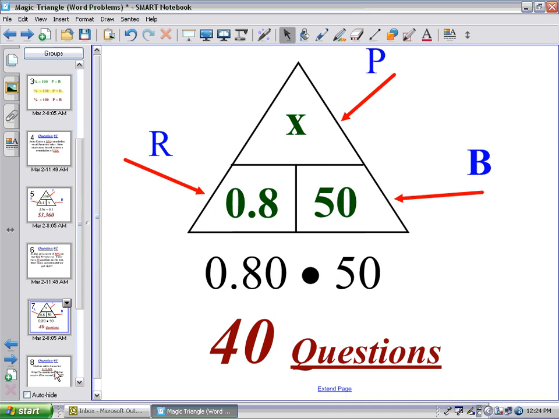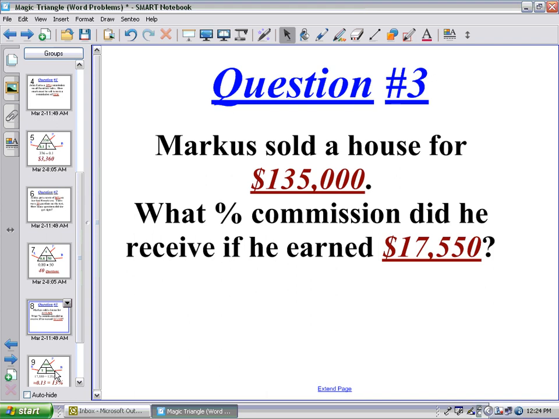Okay? Last but not least, my third example. I look at the problem. Whoa, I got a problem. There is no percent. There is no fraction in this problem. So that means in my triangle for R, I put in an X. Now I got two numbers.